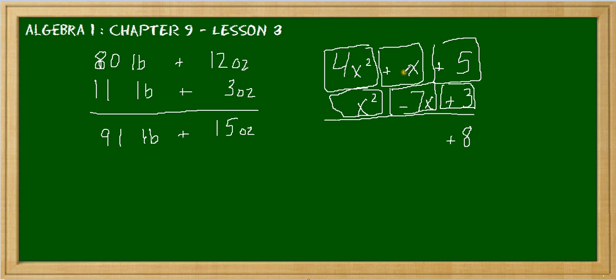So here we have positive x and negative 7x, and as you can see, they write plus negative 6x, and we're just going to write negative 6x. And then lastly, we have 4x squared and x squared, and we add those two together. They're both positive, so that would be 5x squared. So here the sum would be our polynomial 5x squared minus 6x plus 8.